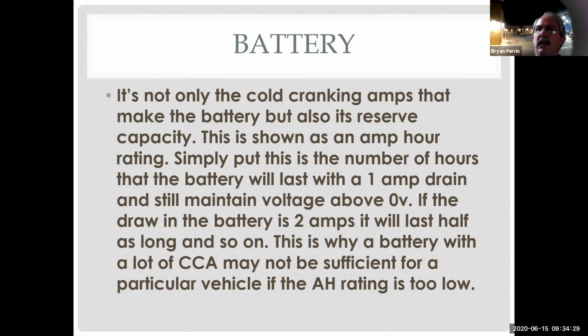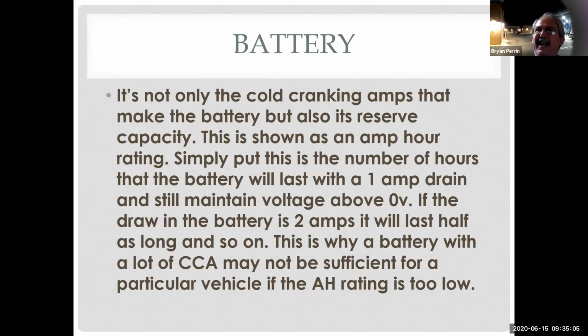European vehicles need a lot of reserve capacity, and that's one reason why the batteries in a European vehicle tend to be huge. It's still a 12-volt battery, even though it's twice the size or 3 times the size of the one in the Honda. One of the differences is they want a lot of reserve capacity. The most common way we see this is either as RC, reserve capacity, which is one rating system. The other is as amp hours, an amp hour rating. So simply put, it's the number of hours that a battery will last with a 1 amp drain and still stay above 0 volts.